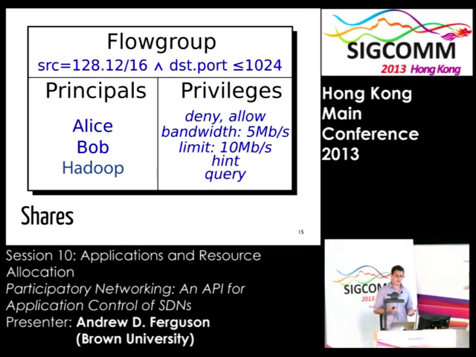So to divide authority, PANE uses a hierarchy of network shares, which describe who can say what about which flows in the network. First, each share has a list of principals, who are the end users and applications authorized to use this share. Second, each share refers to a particular flow group. It's a set of traffic flows identified by the standard attributes we find in networks, such as source and destination IP and MAC addresses, protocols, and port numbers. Finally, they have a list of privileges, indicating what can be performed using this share.